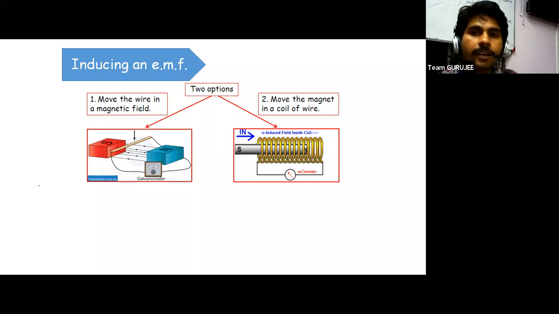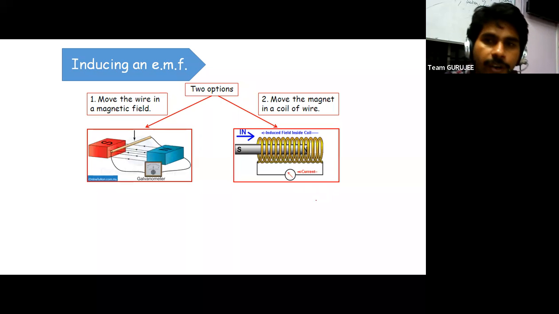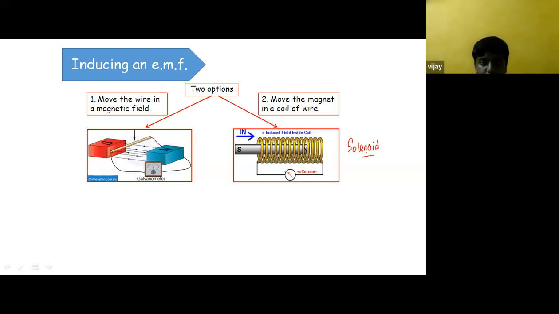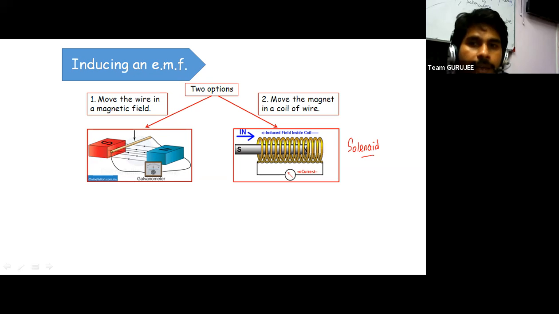A coil having a number of turns, this kind of structure is known as a solenoid. A solenoid is a rectangular coil having a large number of turns or windings, which acts as a solenoid. So in this solenoid, we have to fix the bar magnet inside the coil. That's the second one.